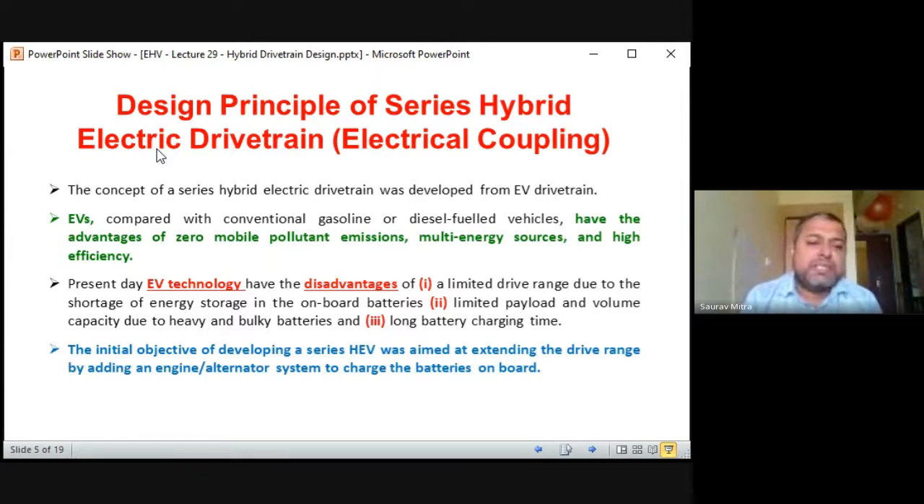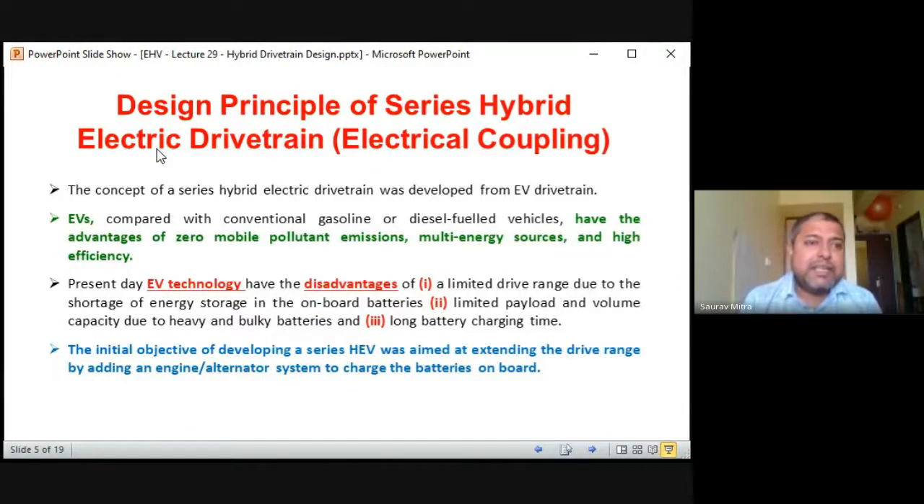But the initial objective of developing a series HEV, that is hybrid electric vehicle, was aimed at extending the drive range by adding an engine alternator system to charge the batteries on board. So it was told from the very beginning that EV is not the only solution, or EV cannot be a permanent futuristic solution. A futuristic solution is gasoline based vehicle plus EV, so together they are producing a HEV. And whenever the HEV is there, the range gets extended, and the problem of charging and the problem of the distance range covered for one charging, all these problems will get solved.